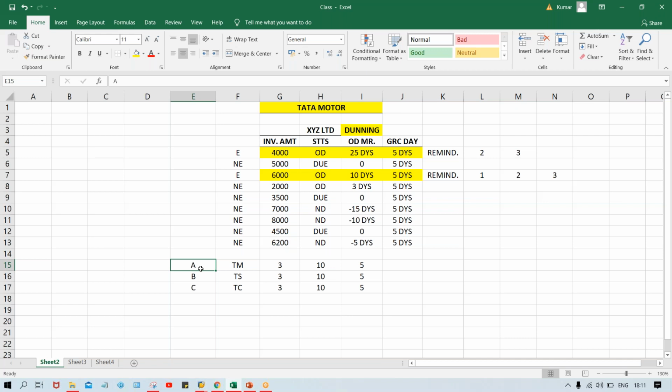The variable part, I'll let you know once I configure the dunning procedure. Variable part means the line items and invoices are going to be picked by the system. So every time the invoice number will be different, the amount will be different. The overdue margin, that is called days in arrears, will also be different. So that is the variable part.